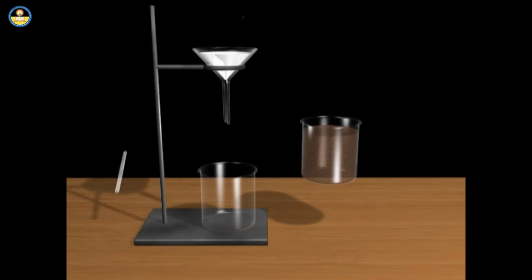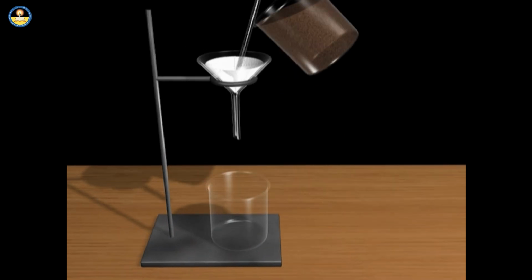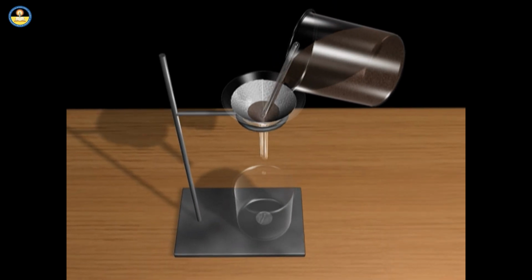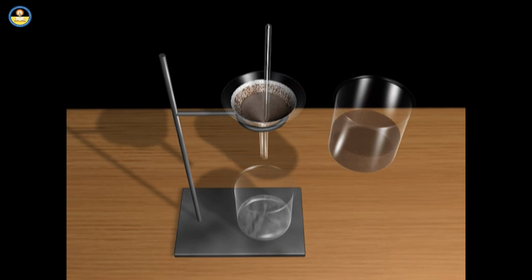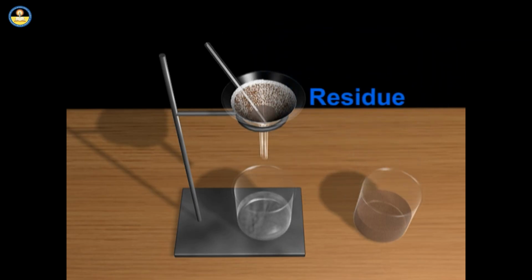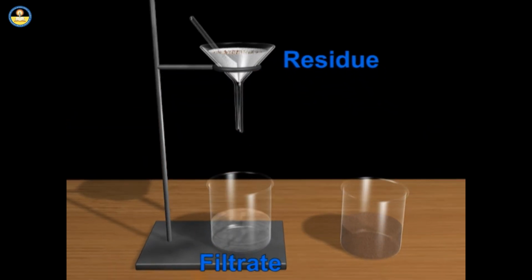A solution of sand in water is then poured on the filter paper with the help of a glass rod. Residue is left on the filter paper and filtrate is collected in a beaker.